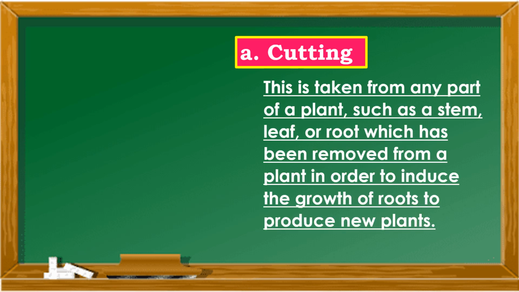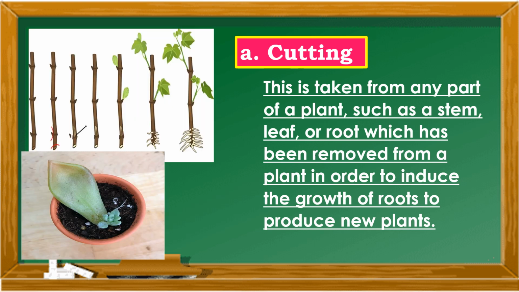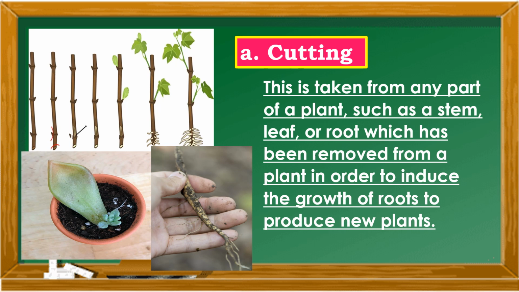This is taken from any part of a plant such as a stem, leaf, or root, which has been removed from a plant in order to induce the growth of roots to produce a new plant. It is the most commonly used method in producing new plants. Examples of these plants are sugarcane, cassava, santan, gumamela, bougainvillea, roses, and sampaguita.